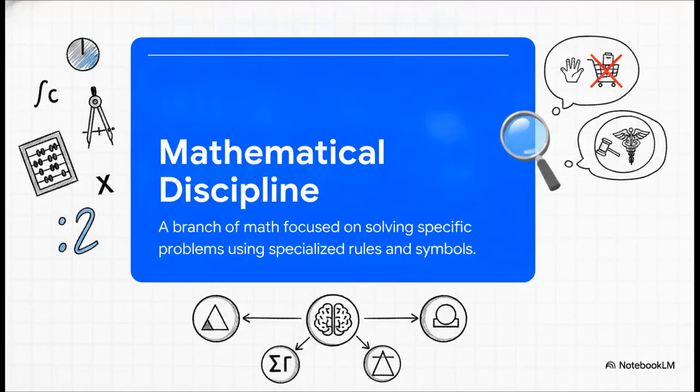Before we start decoding, we need to establish what a mathematical discipline actually is. Basically, it's a specific branch, or kind of like a dialect of mathematics, that focuses on solving particular types of problems using specialized rules and symbols. Just like human languages have specialized jargon for medicine or law, math has specific dialects for counting, mapping space, and tracking continuous change. I mean, you wouldn't use legal jargon to order a coffee, right? Similarly, you don't use calculus to tally up a simple grocery bill. It's all about matching the right dialect to the exact problem in front of you.